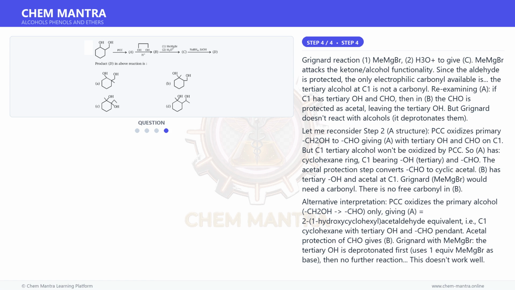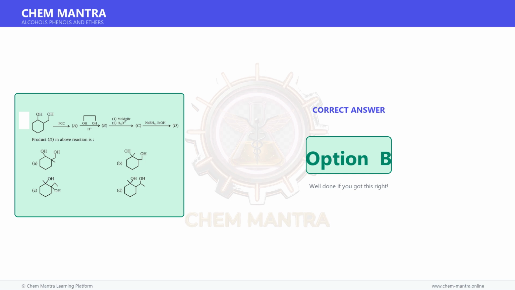Why not the other options? A has OH on C1, secondary, not quaternary, plus CH2OH plus an additional OH somewhere, which doesn't match. C has C1 with OH plus methyl, quaternary, but with an ethyl group or different arrangement, which doesn't match. D has C1 with OH plus methyl plus an extra CH2OH or CH3, which would require addition of ethyl MgBr, not methyl MgBr, and a different reduction. Therefore, the correct answer is option B.